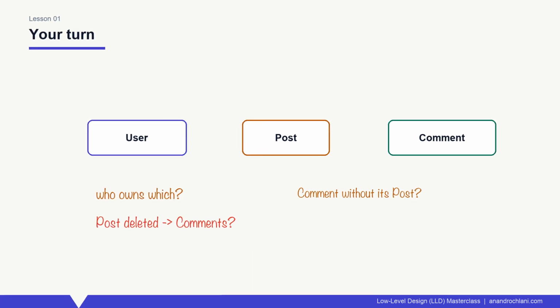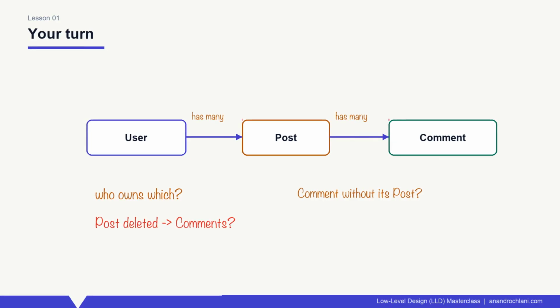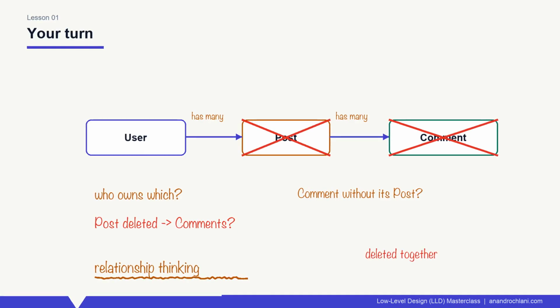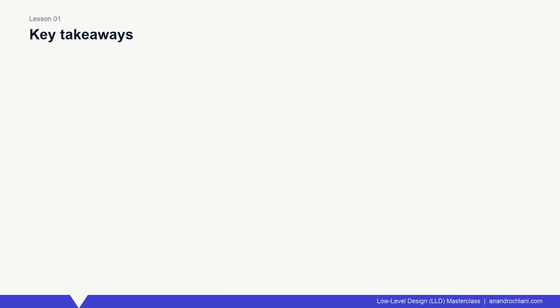One sensible design is a user has many posts and a post has many comments. In this model, deleting a post also removes its comments. That is relationship thinking. Not only naming the objects, but deciding how their lifetimes connect.